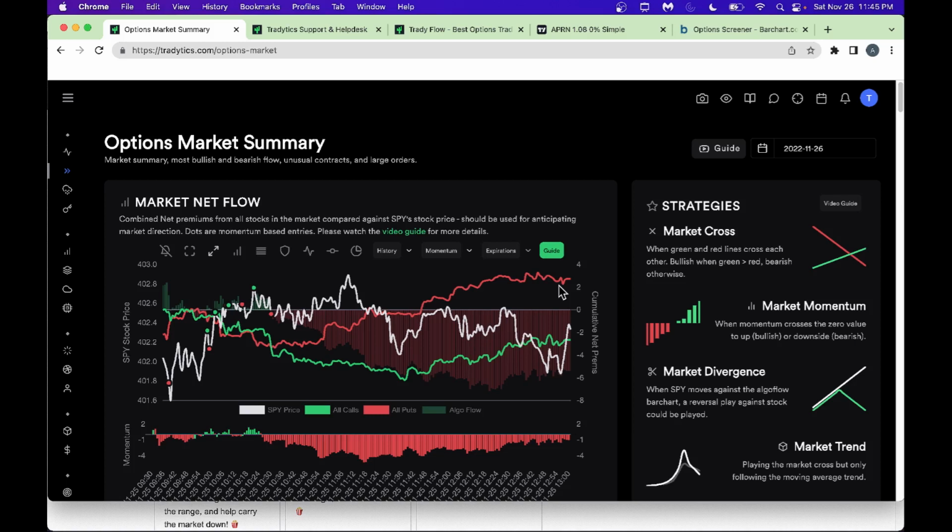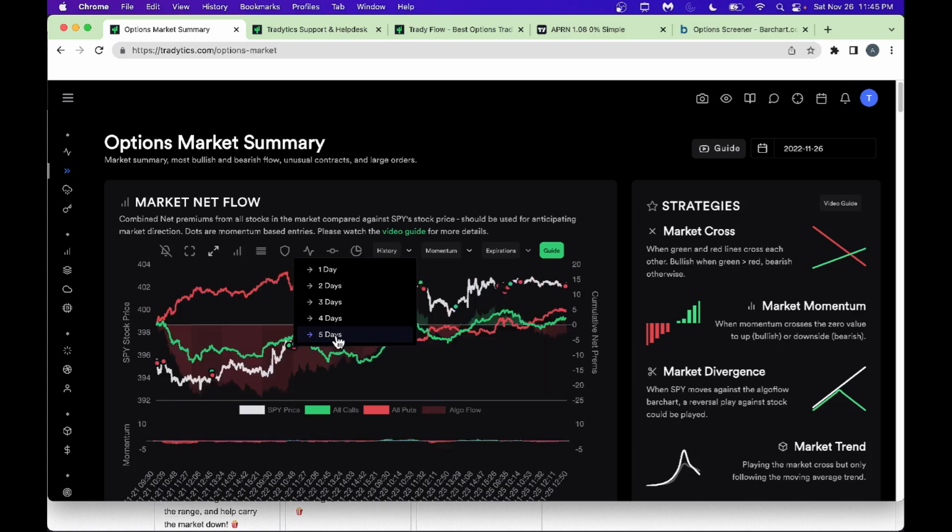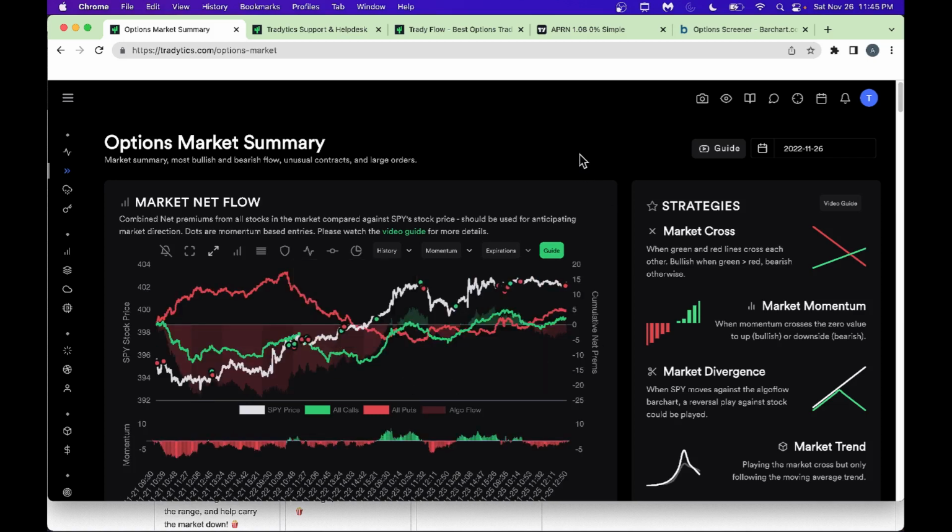You could also increase the timing here. You can say, you know what, I want to see maybe 5 days of history. You can see what's going on over 5 days. Look, in a 5-day time frame, whenever calls take over the puts, that's a good sign. Calls took over puts here and SPY rallied. Calls came down here, SPY came down.